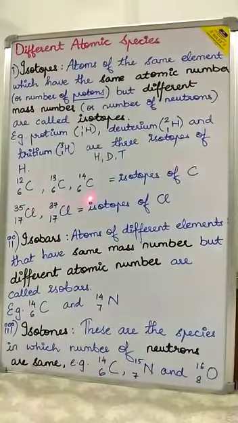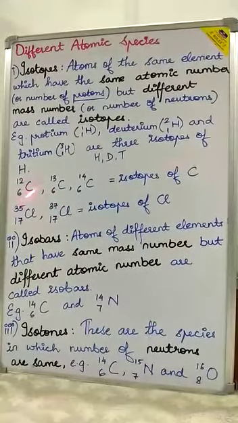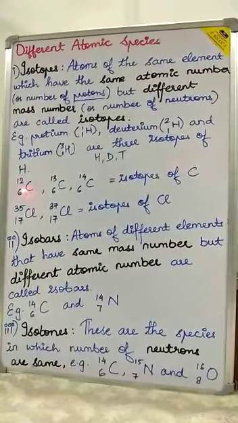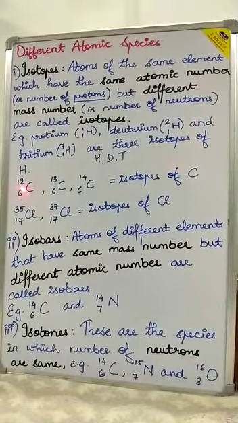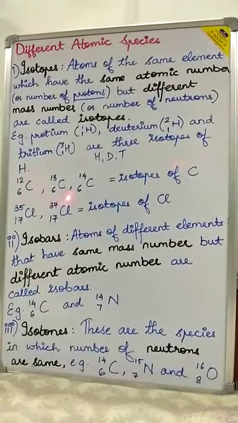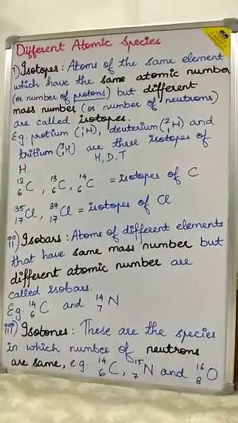Now coming to another example, students. Carbon 6, 12. 6 is the number of protons or electrons, or the atomic number. 6 carbon 13 and 6 carbon 14, students. These are 3 isotopes of carbon: 6 carbon 12, 6 carbon 13 and 6 carbon 14.